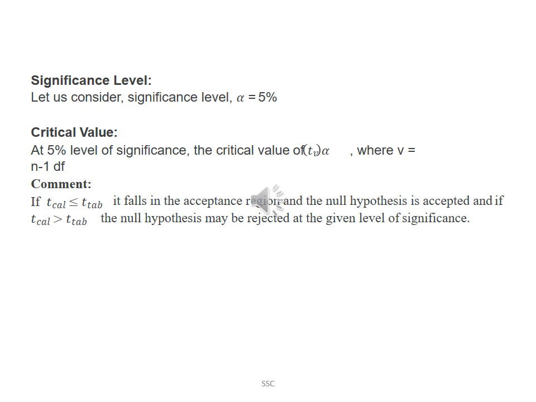Significance level. Let us consider significance level alpha is equal to 5%. Critical value at 5% level of significance, the critical value of alpha where degrees of freedom v is n minus 1. For instance, if the calculated value is less than or equal to the table value, it falls in the acceptance region. The null hypothesis is accepted. Otherwise, it should be rejected.